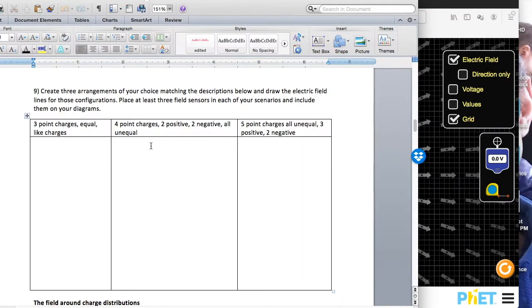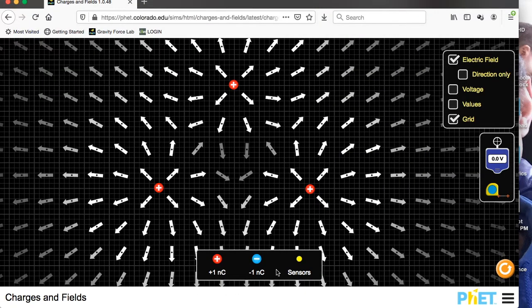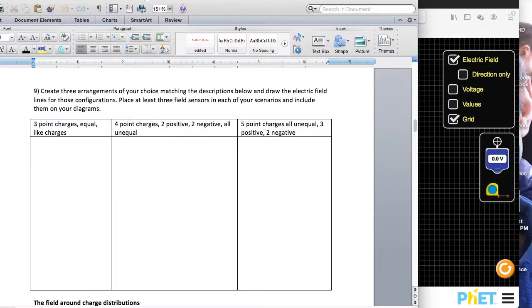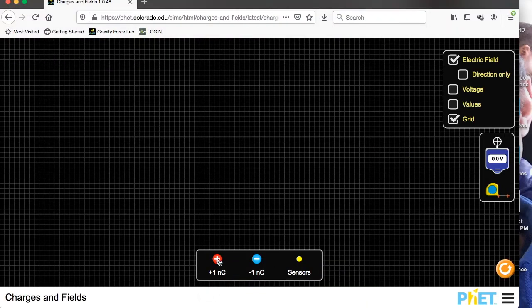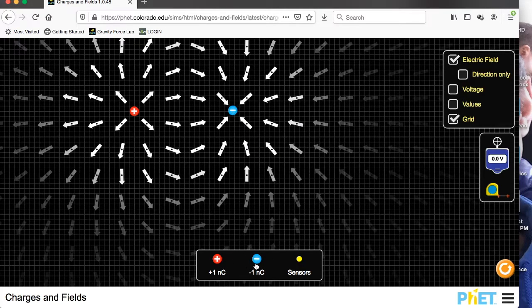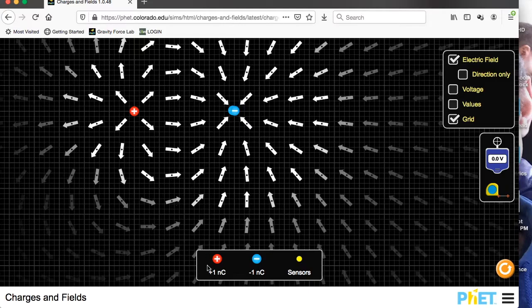Next, 4 charges, 2 positive, 2 negative, all unequal. Alright, so on my grid, let's look at that one more time. 4 charges, 2 positive, 2 negative, all unequal, all different sized charges. Yours might look different than mine. I put mine in a square, and I had 1 charge, 2 charge, red charge, blue charge. They are red and blue.